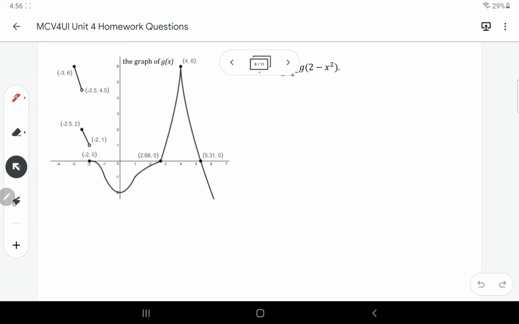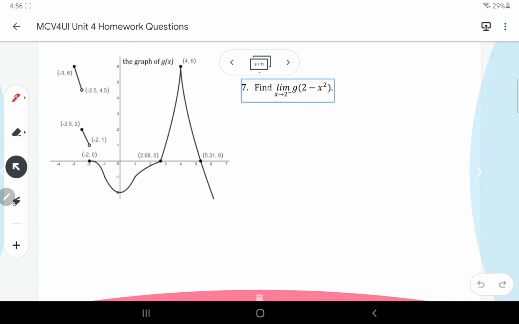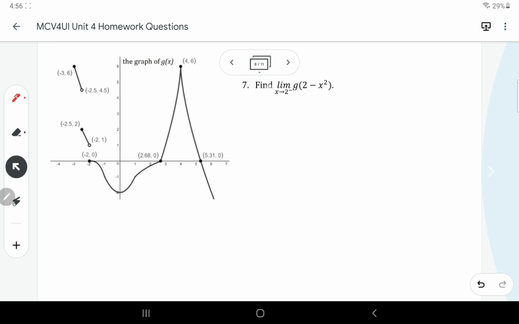This one is a really good question. Some of these can be pretty tricky. So here, I'm looking for the limit as x approaches 2 from below of g of 2 minus x squared. First of all, I want to evaluate the limit as x approaches 2 from below of just 2 minus x squared. What's happening with that? Don't worry about the g function.